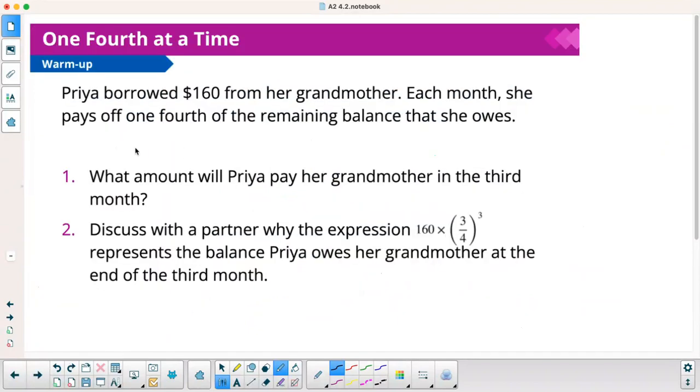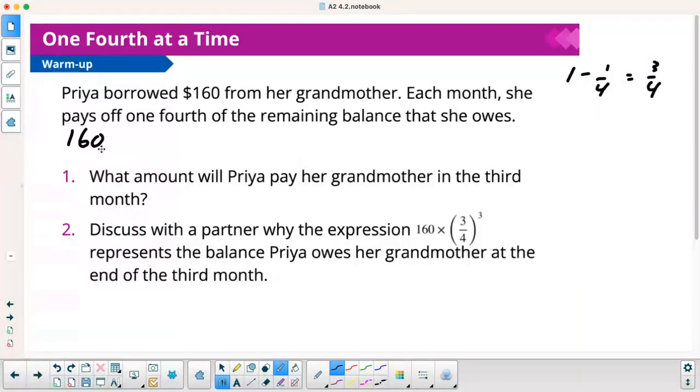All right, so on to the lesson. Here's the warm-up. Priya borrowed $160 from her grandmother. Each month, she pays off 1/4 of the remaining balance that she owes. So I guess what's remaining is 3/4 if she pays off 1/4, because 1 minus 1/4, taking away 1/4, would mean that 3/4 remains.